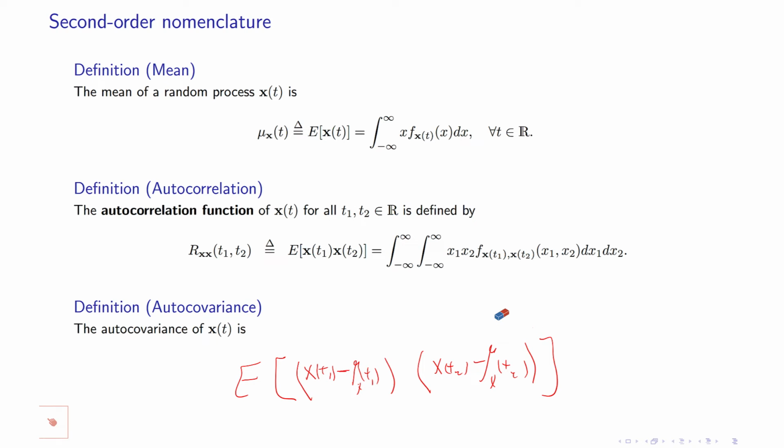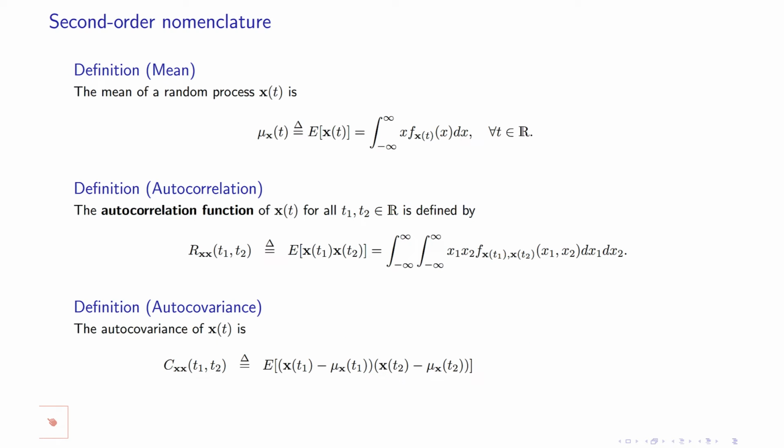And then we denote this one as autocovariance, covariance of x at time t1 and time t2. The only difference between these two definitions is that in the second one, the random process is centralized, and then the product is calculated.